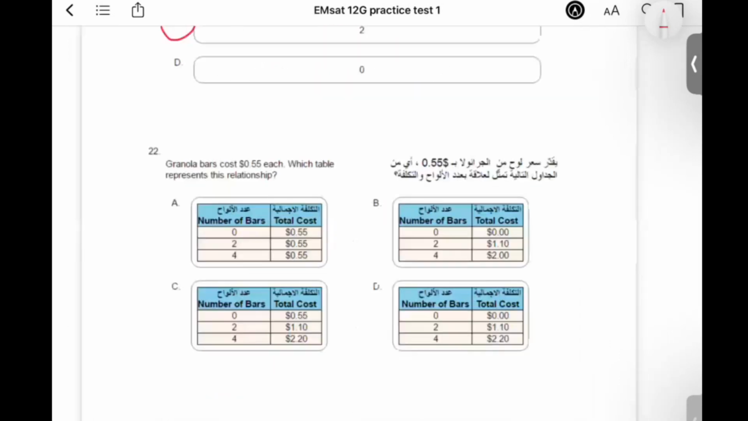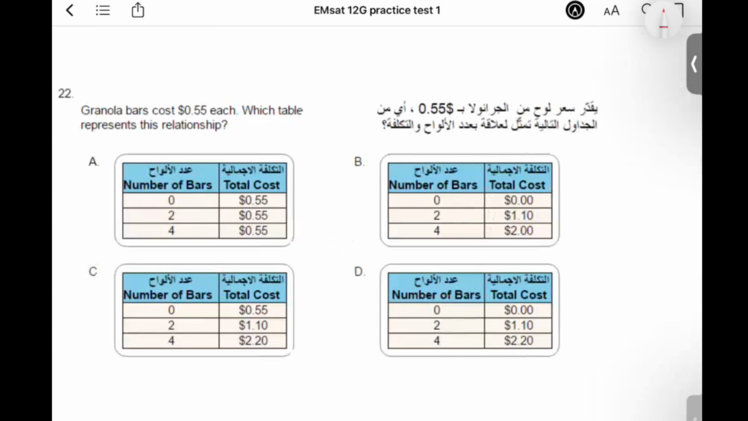Now I'm gonna go to question D. Look at the story. He's telling you a granola bar costs 0.55 each. Thus if you buy 0, you will pay 0. Now if I buy 1, I will pay 55. If I buy 2, just multiply this by 2, you should end up having 1.1. If I want to double it to 4 pieces, I have to pay 2.2.